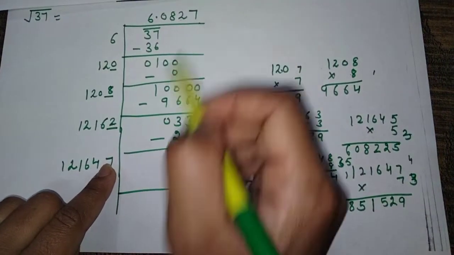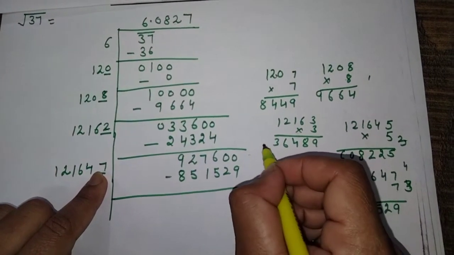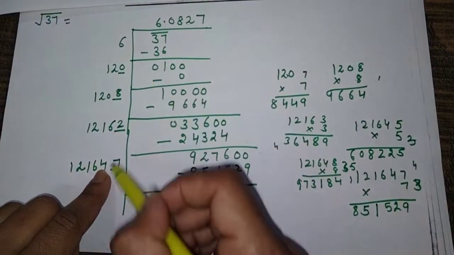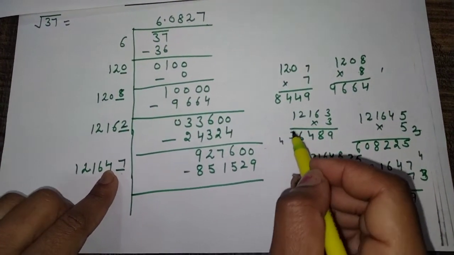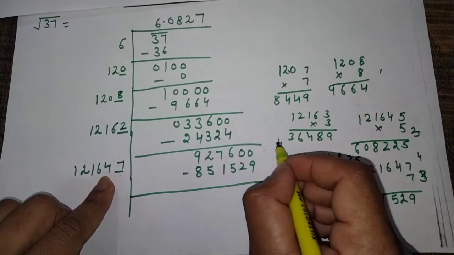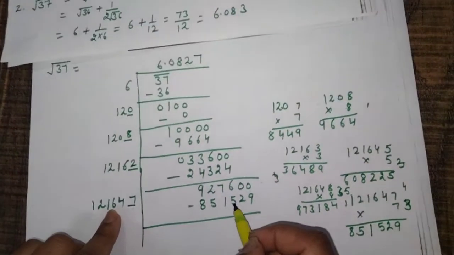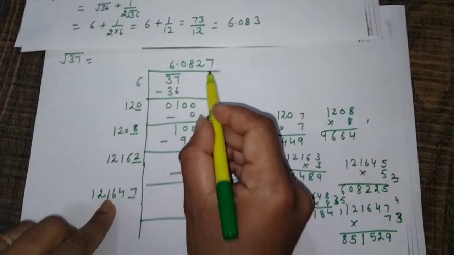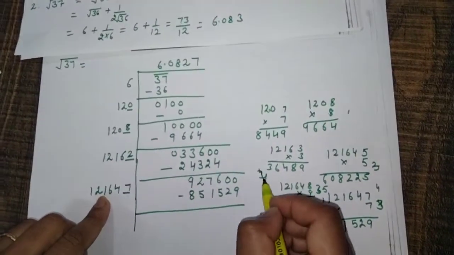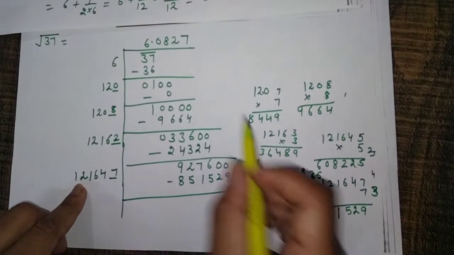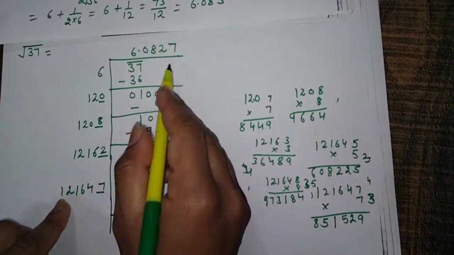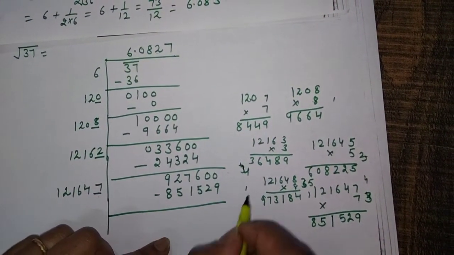Let's check one more time. 7 7s are 49, 4 7s are 28, 28 and 4 is 32, 3 7s are 21... 3 7s are 42, 42 and 3 is 45, 7 1s are 7, 7 and 4 is 11, 1 7 is 14 and 1 is 15, 7 1s are 7 and 1 is 8. Now subtract this number.